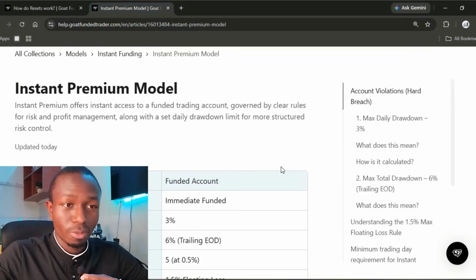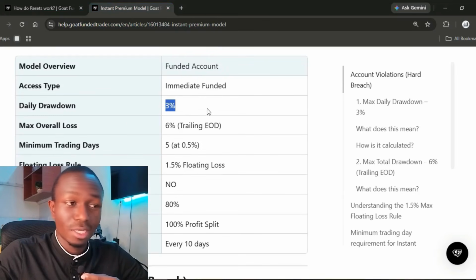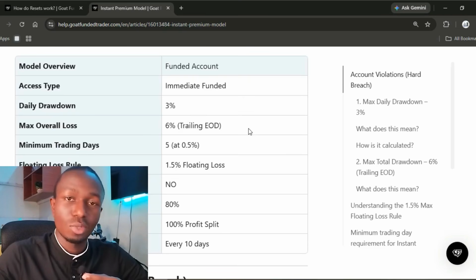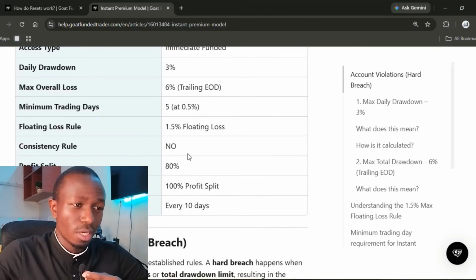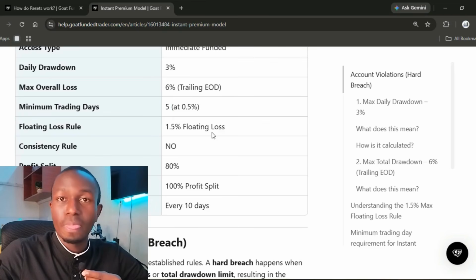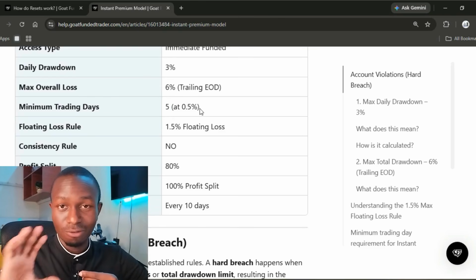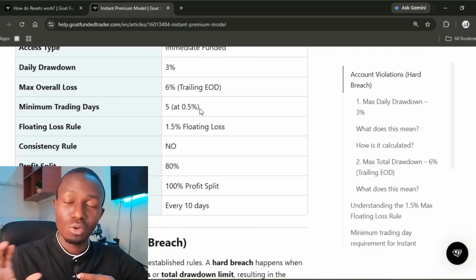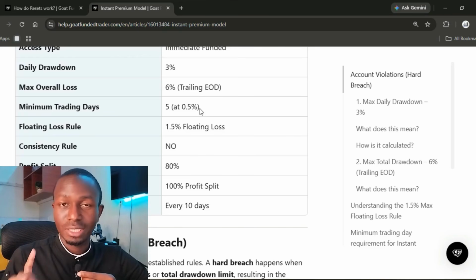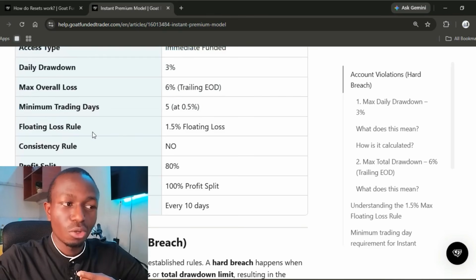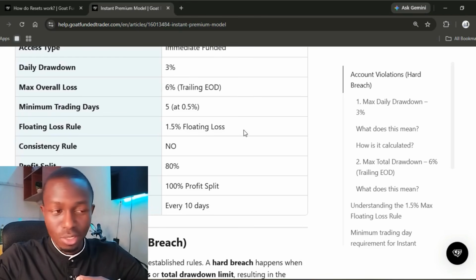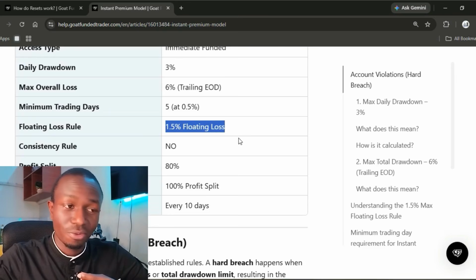The instant premium account, the daily drawdown is 3%. The overall loss is 6%, and it's trailing at the end of each day. The minimum trading days is 5, which means that on each payout cycle, you have to reach 5 trading days where you have made at least 0.5% profit. There's also the floating loss rule, where all the trades that are running in your account cannot exceed a total of 1.5% or more.